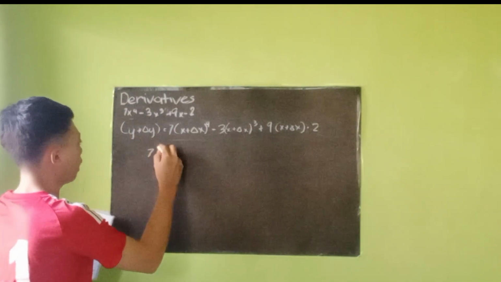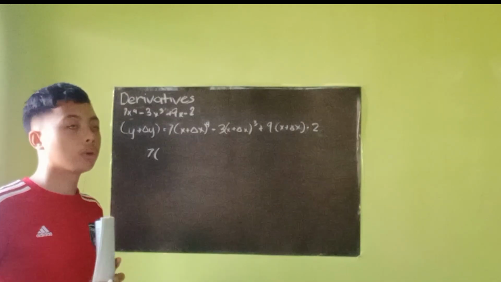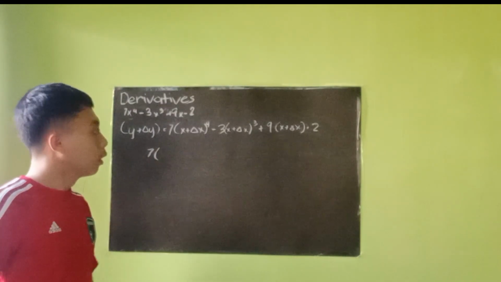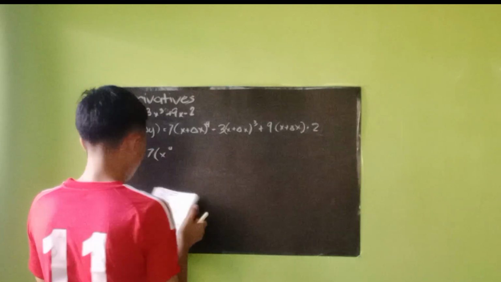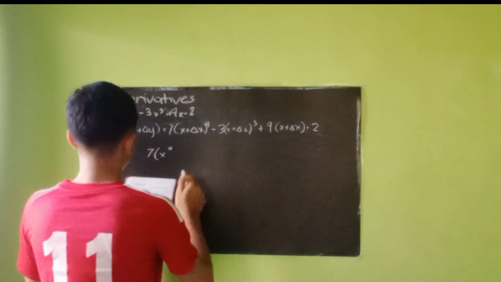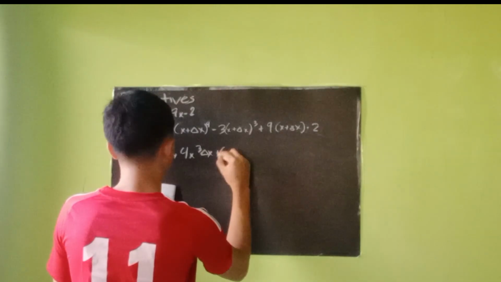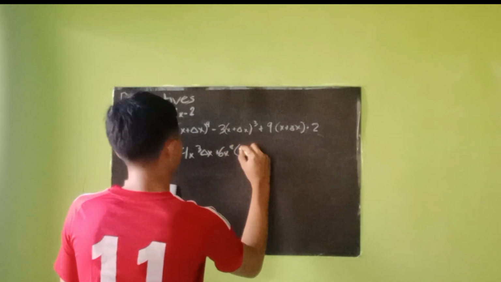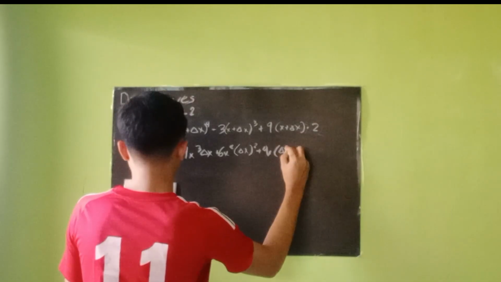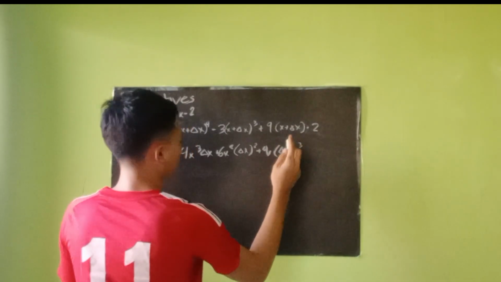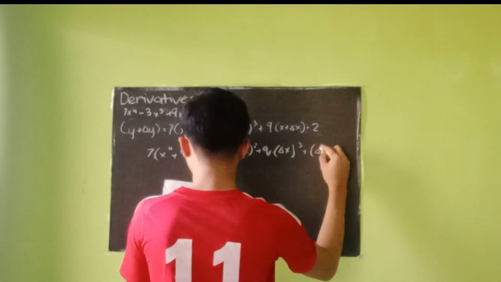So we have to remain 7. And once you're done solving for the final answer for this one, your expanded form should be x raised to the power of 4 plus 4x cubed delta x plus 6x squared delta x squared plus 4x delta x cubed plus delta x raised to the power of 4.